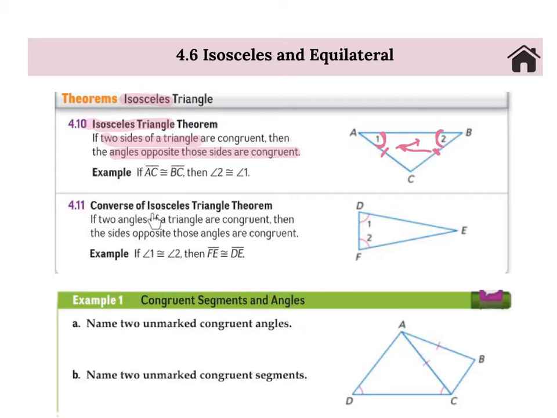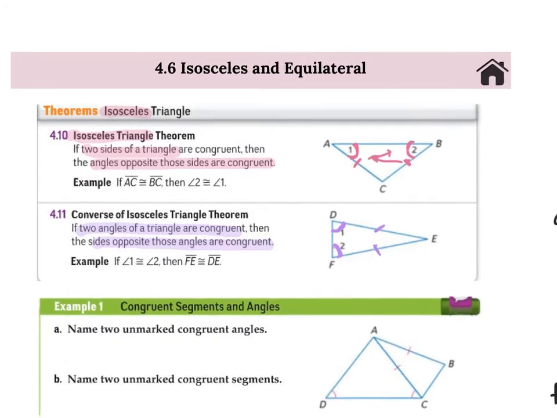Okay, the converse of the isosceles triangle theorem is starting by looking at the angles. So with the converse, we're told if two angles of a triangle are congruent, then the sides opposite of the angles are congruent. Okay, so if angle 1 is congruent to angle 2, then by our converse of this theorem, we know that side FE has to be congruent to side DE, okay?